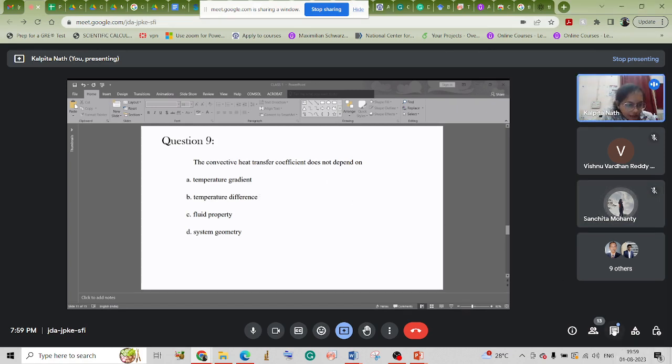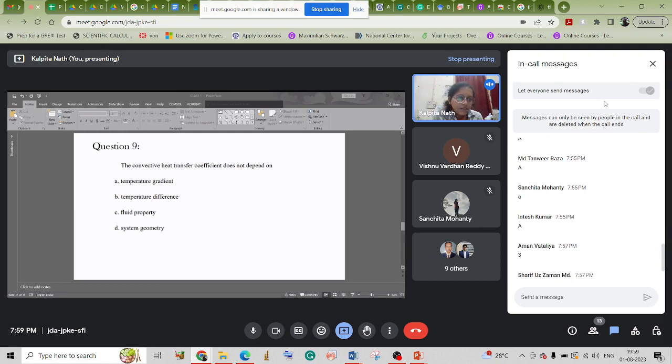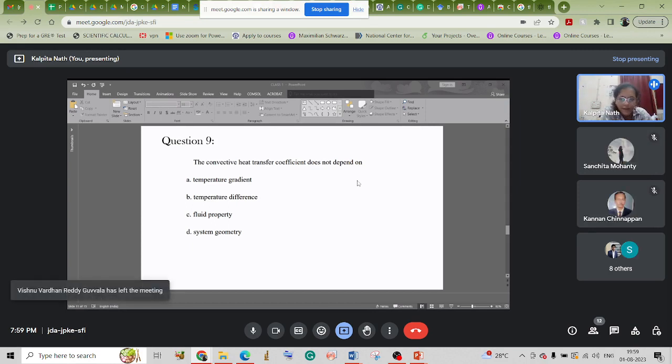Correct. Okay, so good. And many have, I can see, already answered this. Yeah, correct, Sharif. So, A is correct, option A, and not C. Why? Because Newton's law of cooling is what governs the convection, right?